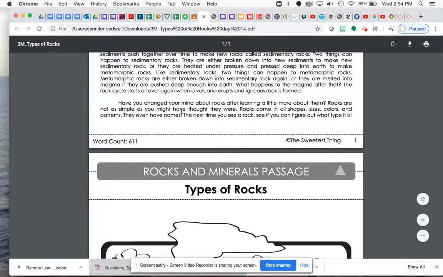So, have you changed your mind about rocks after learning a little more about them? Rocks are not as simple as you might have thought they were. Rocks come in all shapes, sizes, colors, and patterns. They even have names. The next time you see a rock, see if you can figure out what type it is.